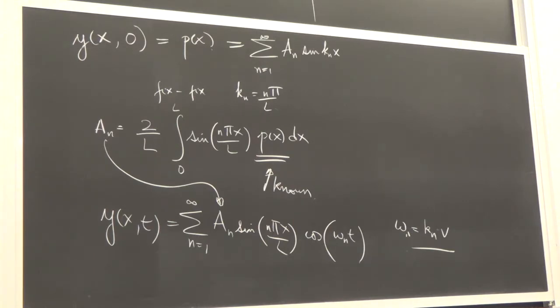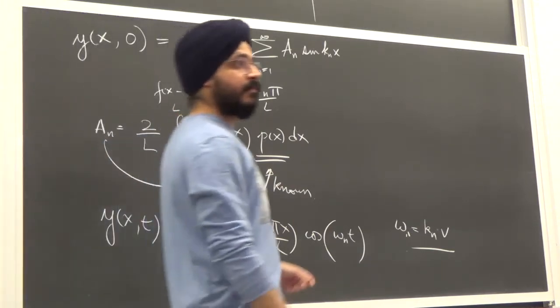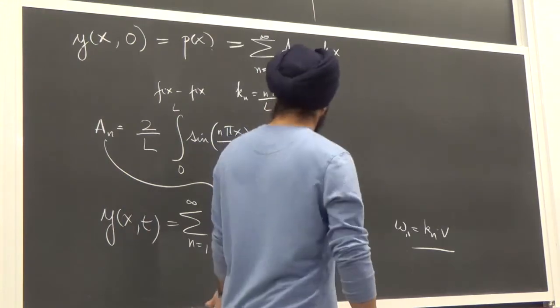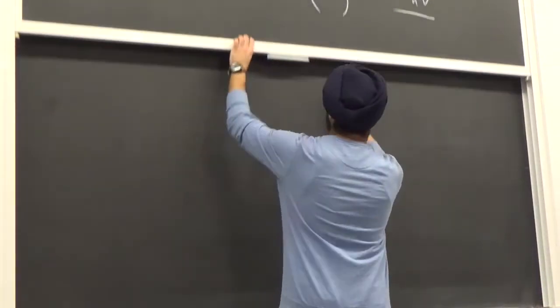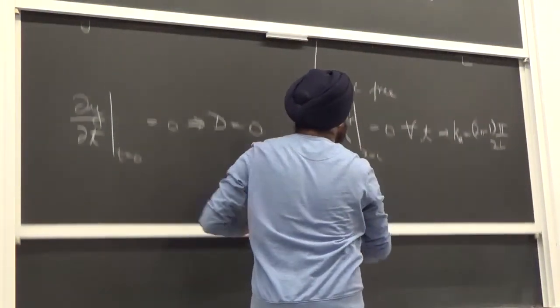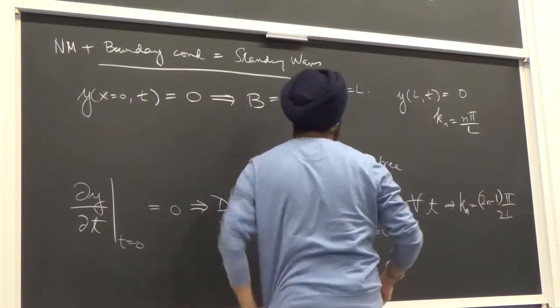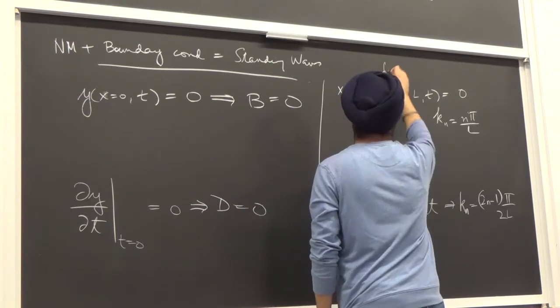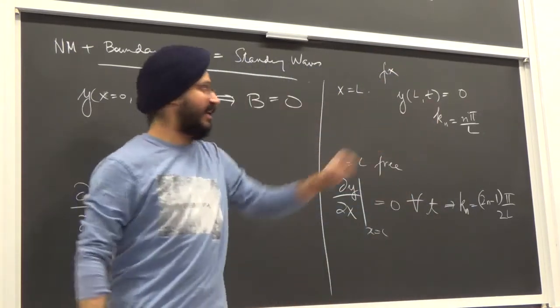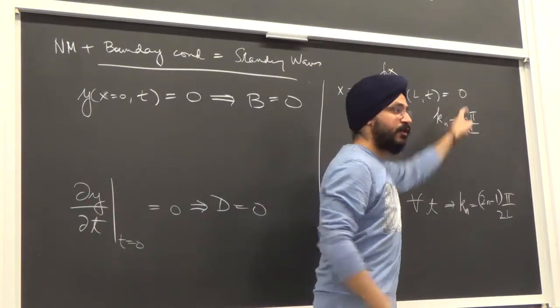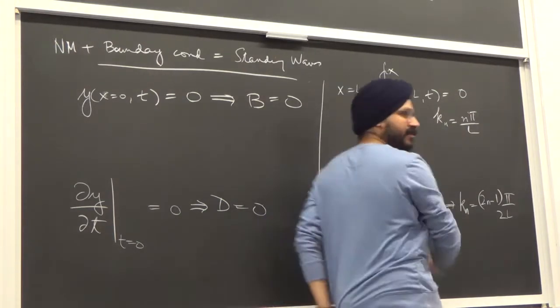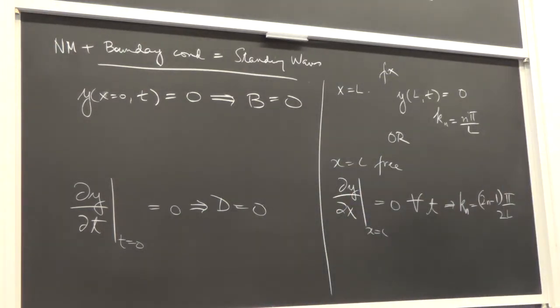So for that sequence, is it always true that you are... This one? No, this depends on whether the string is fixed on the right end, in which case it doesn't move, or whether it is free. So it depends on what the condition is. If it's fixed, then your standing waves look like that.